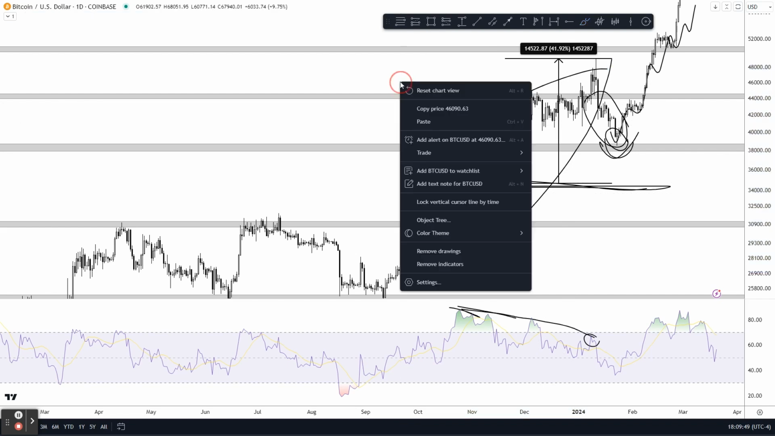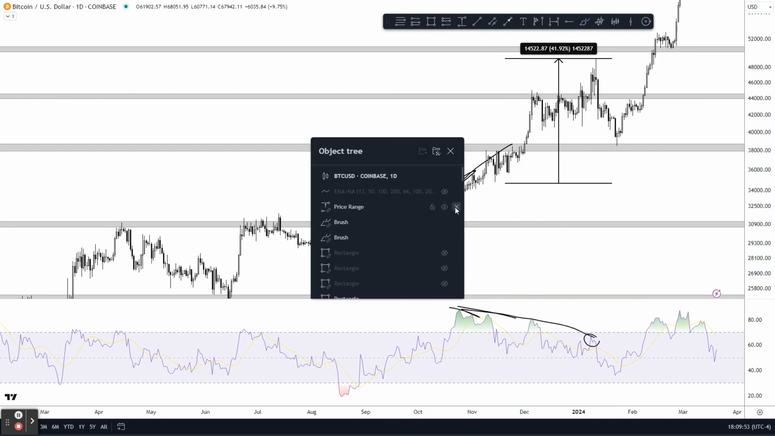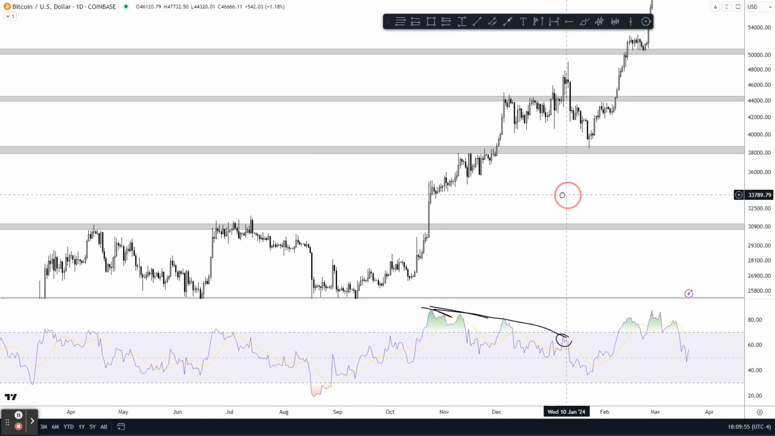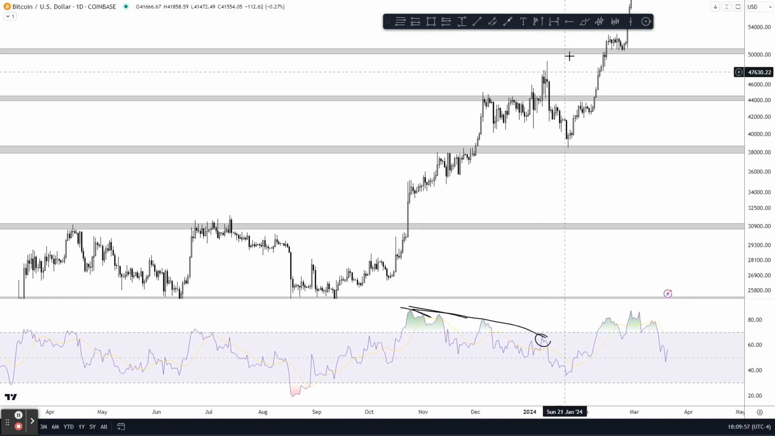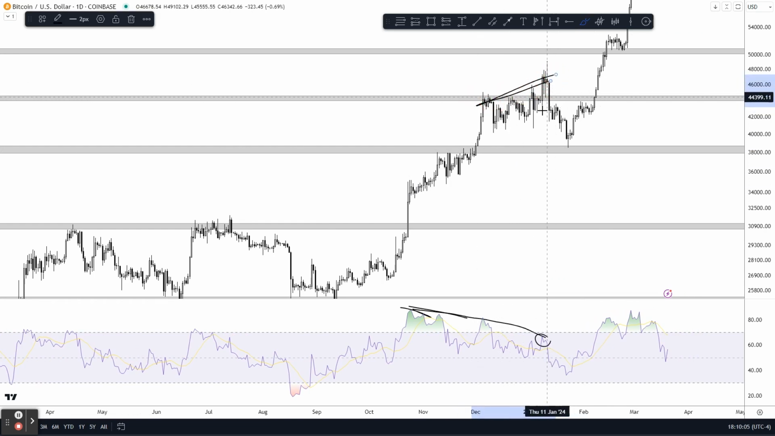So the alpha there was not the RSI indicator. That was not it. It actually hurt you more than it helped you. The only way that it would have benefited you is if you had some kind of discretionary way of being able to differentiate why this divergence is going to be respected, whereas all of the previous divergences were neglected.